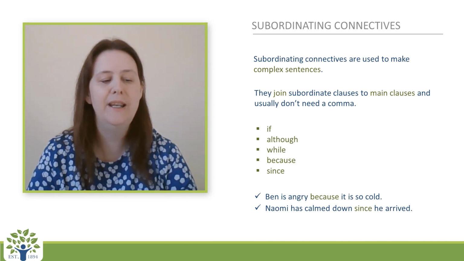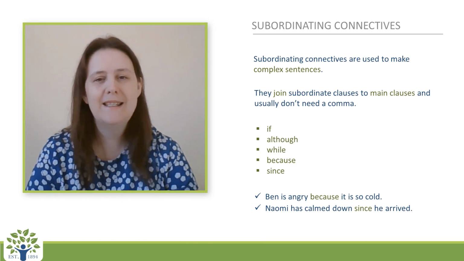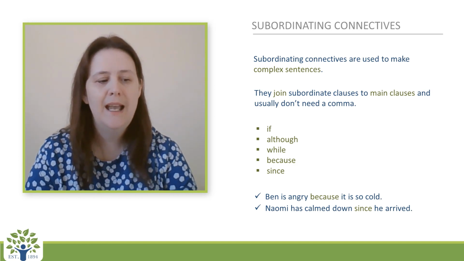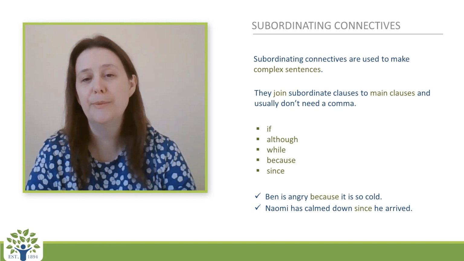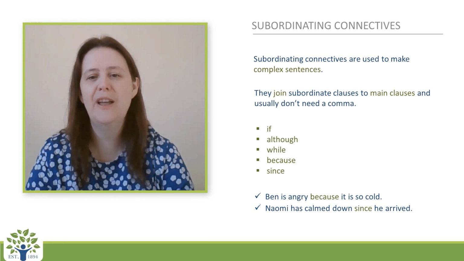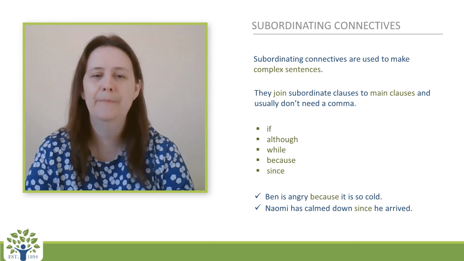Ben is angry because it is so cold. For this sentence, Ben is angry is a main clause and could be used as a short sentence on its own. However, because it is so cold wouldn't make sense on its own. It's a subordinate clause. So that's why the connective is used there, to link those two ideas together.